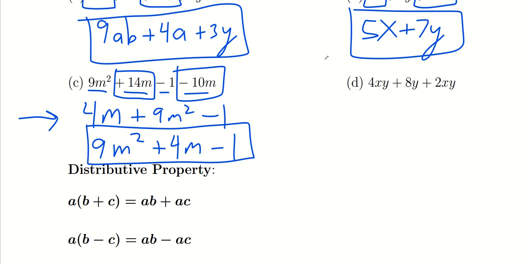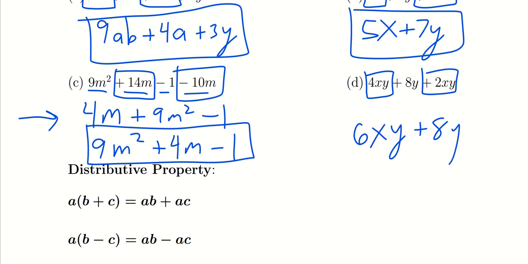If we come over to here, part D, we have 3 terms. These 2 would be like. A positive 4xy and a positive 2xy will give us a positive 6xy plus 8y.